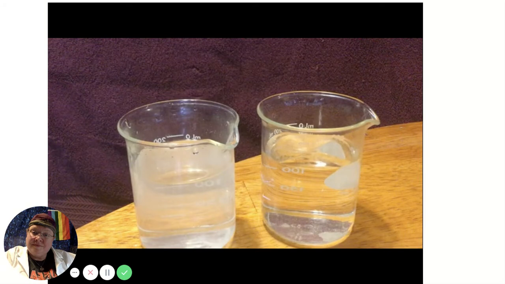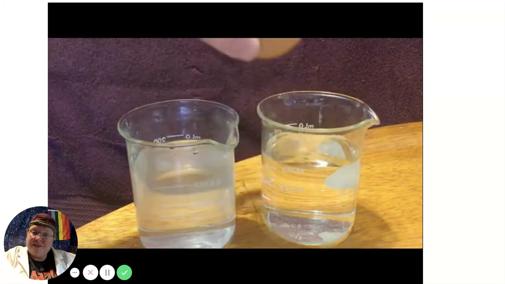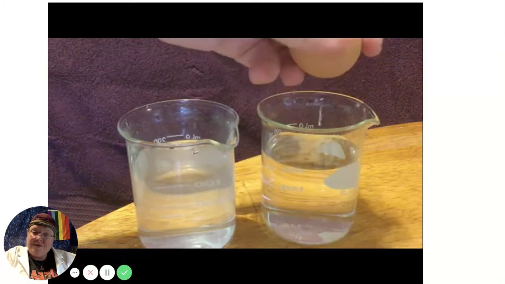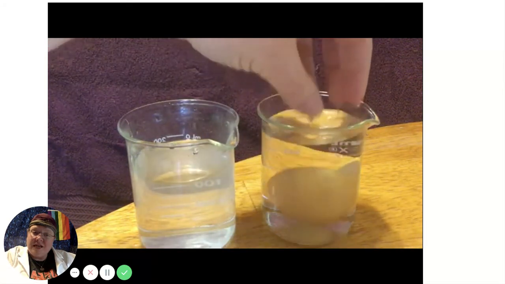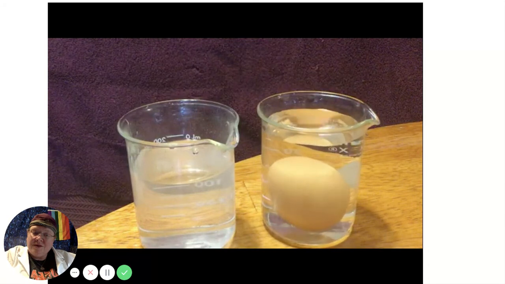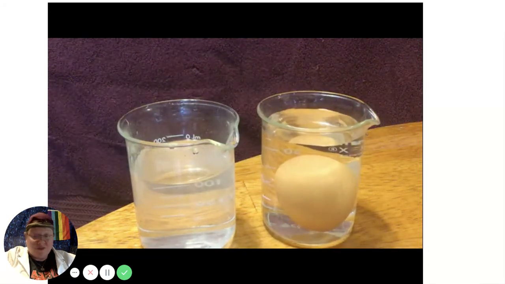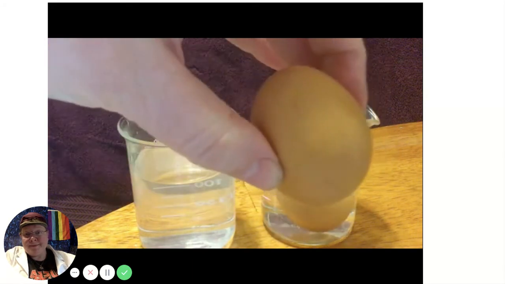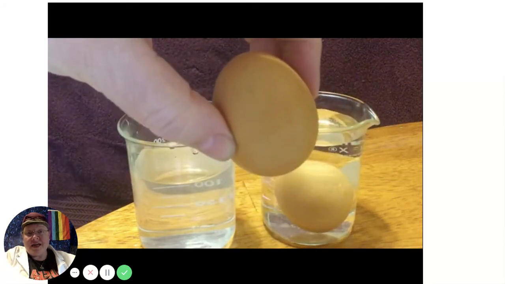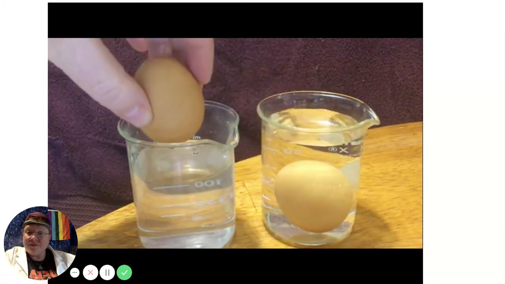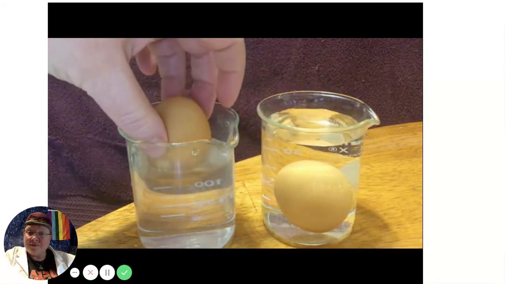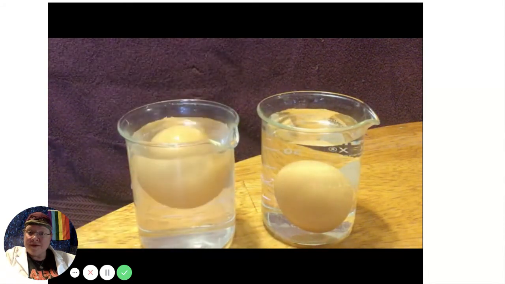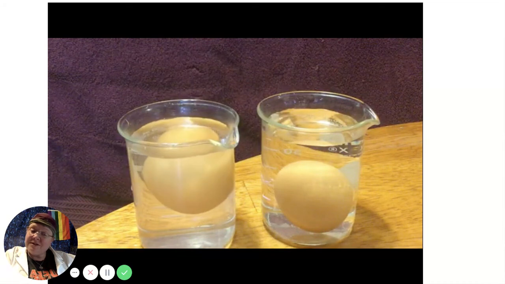So first the egg into the not salty water. First, we'll put it in the unsalty water. And as you can see, what does the egg do? Does it float or does it sink? And then now we'll put an egg in the salty water. Put it into the salty water. Does the egg float or does it sink? Floats.